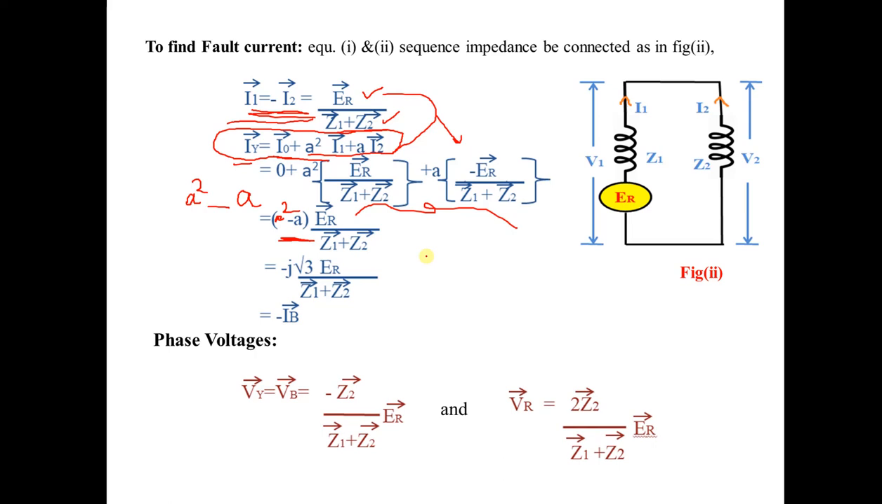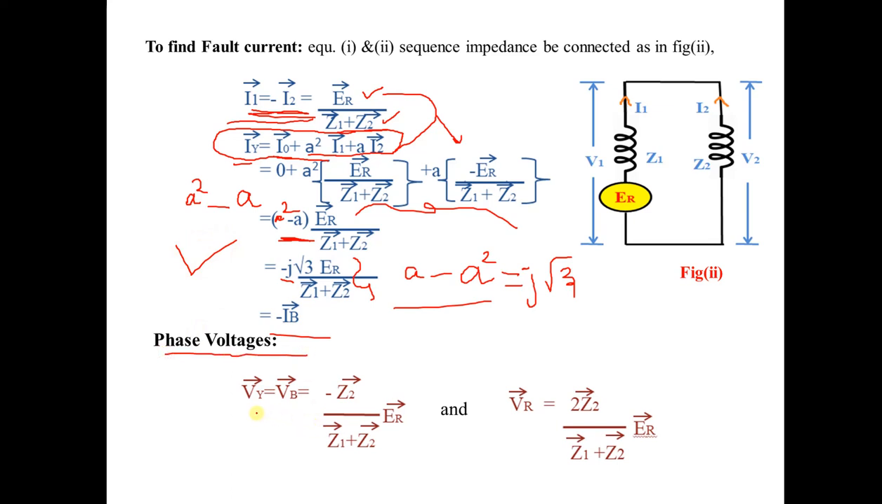If it is in the opposite order, we just write minus. So a minus a square means j root 3. This is the identity. If it is in the opposite order, it is minus j root 3, and the rest remains as it is. This resembles Ib, which is minus of Iy in the previous equation. So this is how to find the fault current, and next is the fault voltage.